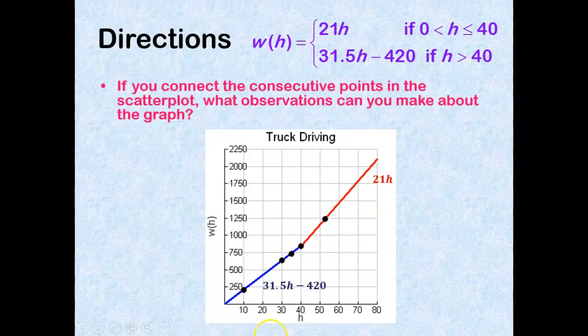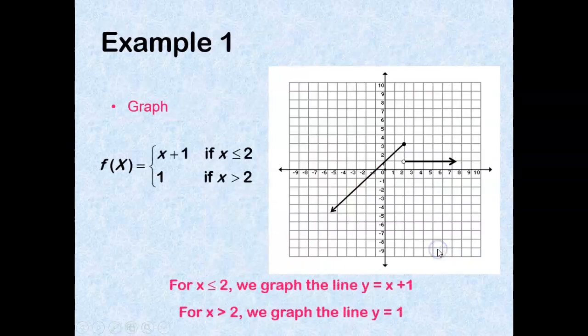So this was the linear function. Here are those values we just calculated, and you can see the 21 hours is the line in red, and the 31.5 hours minus the 420 is the one in blue, and you can see how those two pieces come together and make that function.